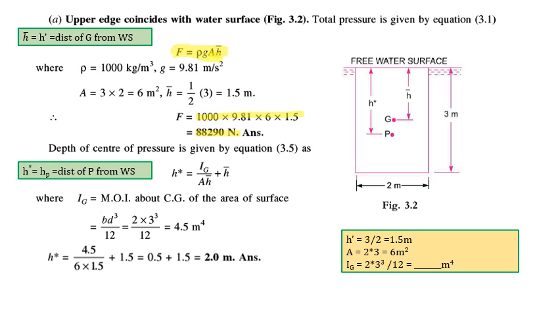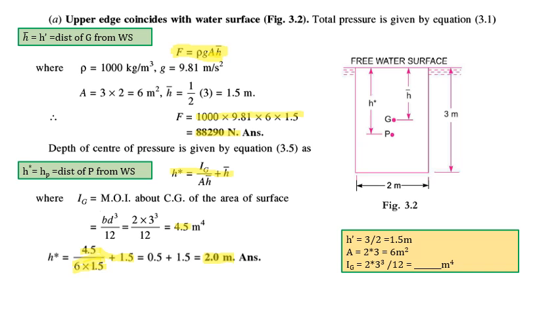And to calculate the center of pressure, the formula is HP is IG over A H dash plus H dash. IG you have just computed, it is 4.5, and area is 6, and H dash is 1.5. Simply substitute those, and you will have HP, which is 2 meter. So HP is 2 meter, it is below the H dash, which was 1.5 meter.